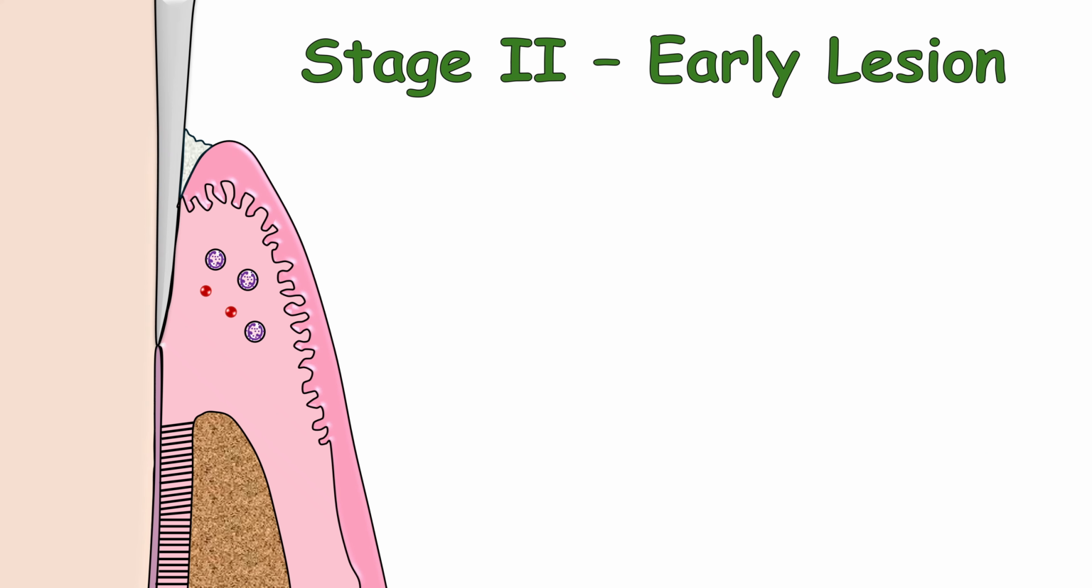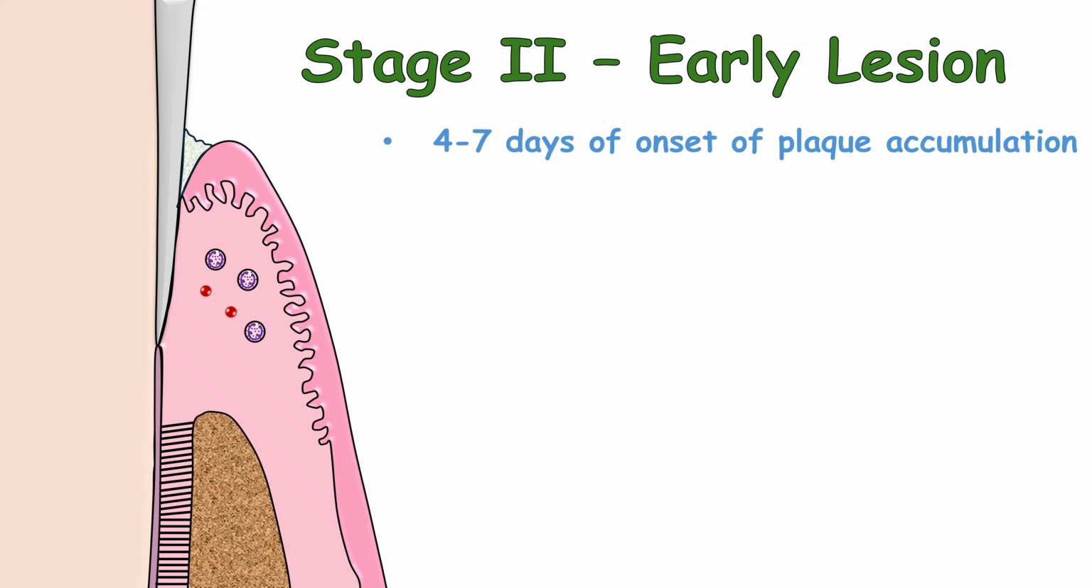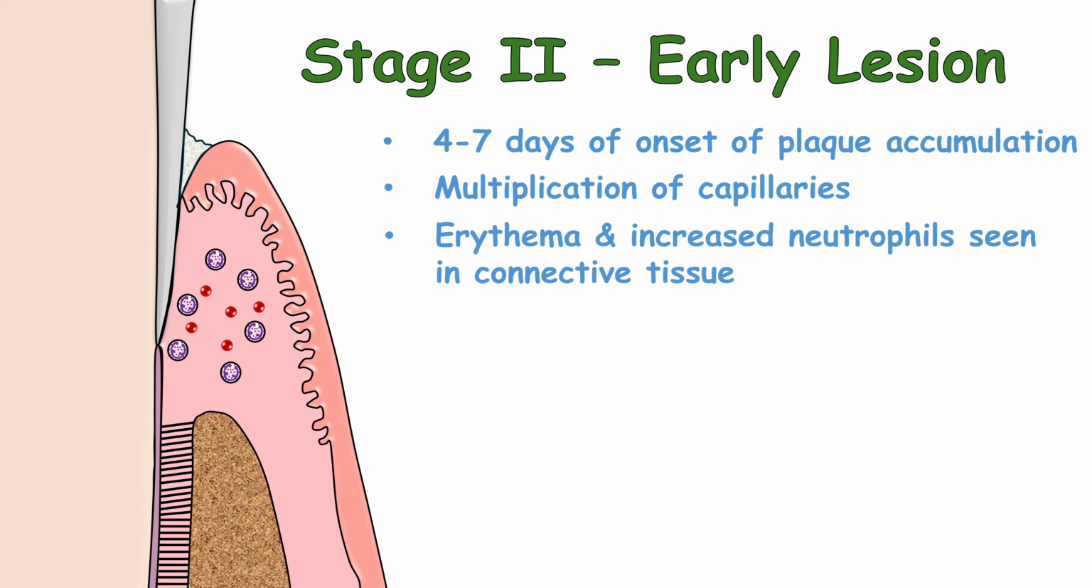Next, stage 2, that is early lesion. It occurs 4 to 7 days after onset of plaque accumulation. Here, multiplication of capillaries is seen. There are more capillaries than stage 1. Increased neutrophils are seen in the connective tissue, and erythema occurs due to the multiplication of capillaries.